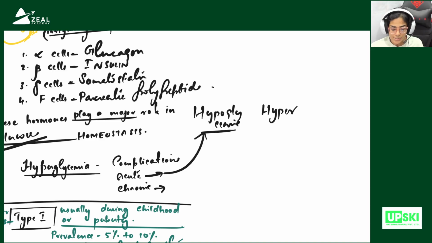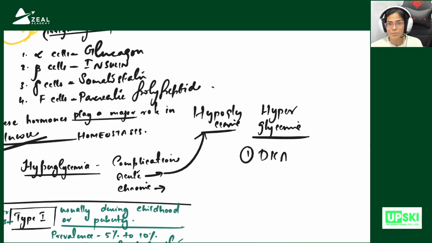Acute hyperglycemic emergencies are two. One is diabetic ketoacidosis, mostly seen in type 1 diabetes mellitus patients, and the other is HHS, the hyperosmolar hyperglycemic state. This is probably most seen in type 2 diabetes mellitus patients. These are the acute emergencies which need prompt treatment.